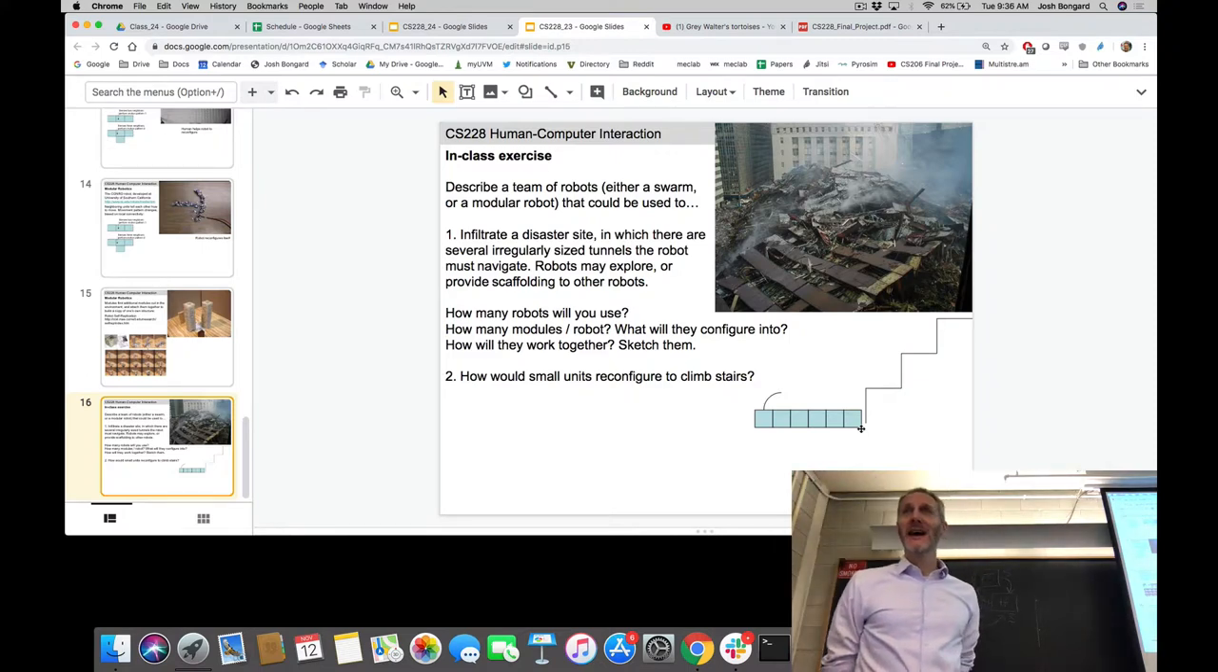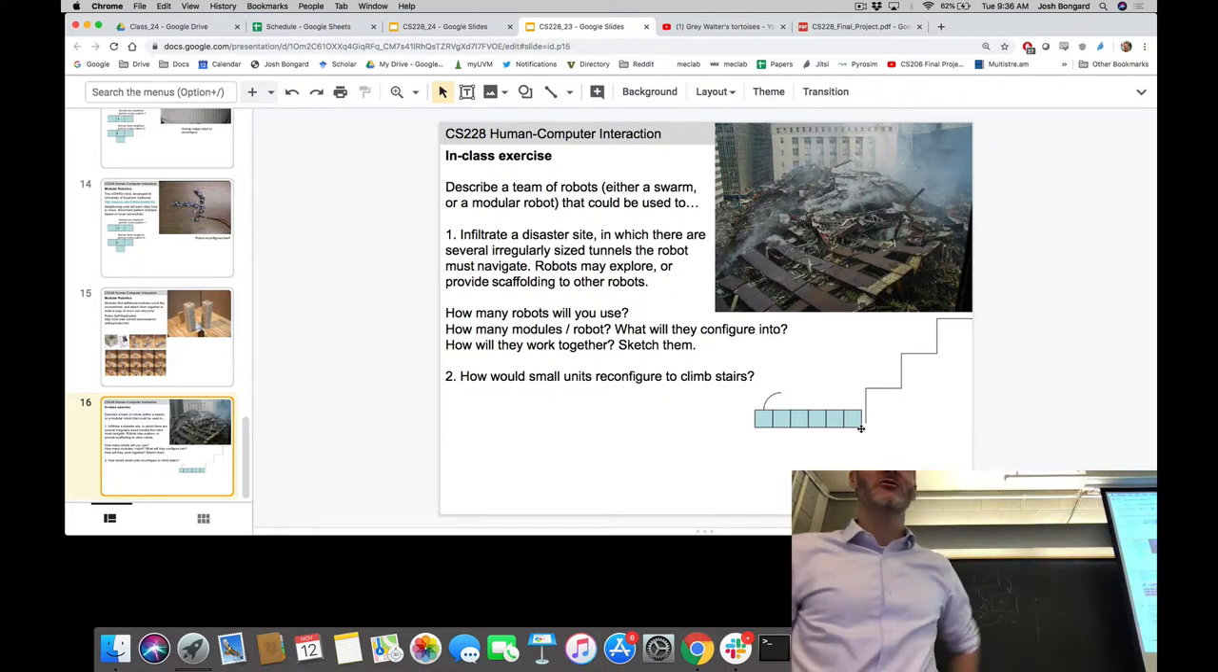Okay, not an easy task or something we're going to solve in one morning, but let's do a little bit of brainstorming. Let's start by coming at this from an HCI perspective. What are the physical contexts? What are some aspects of physical context at a disaster site like this that influenced your thinking about your robot swarm or your modular robot system?